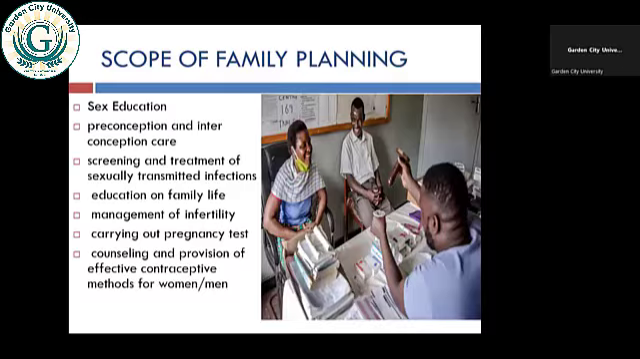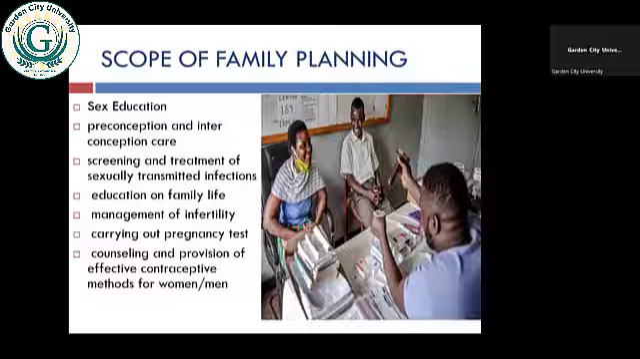Then the scope of family planning. Family planning is very wide. And what is the scope? Under the scope, we have sex education, preconception and interconception care, screening and treatment of sexually transmitted diseases, education on family life, management of infertility, carrying out pregnancy tests, counseling and provision of effective contraceptive methods for men and women.